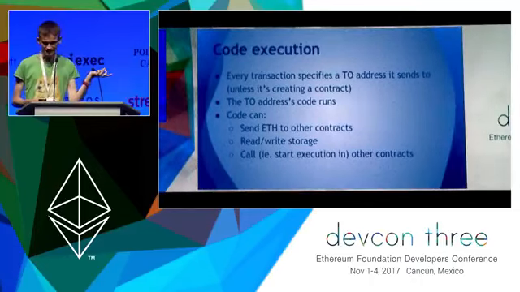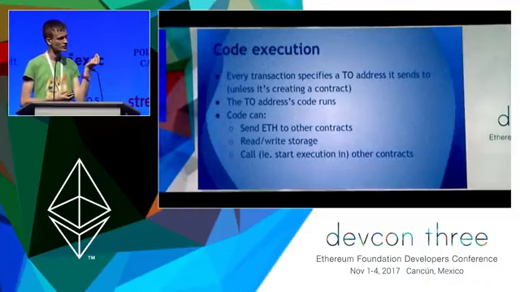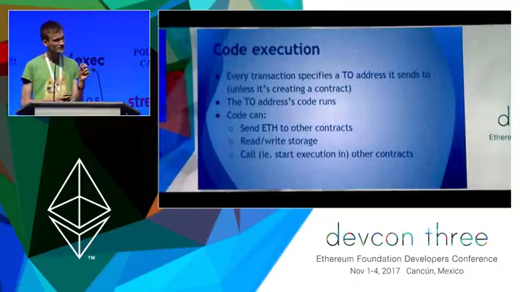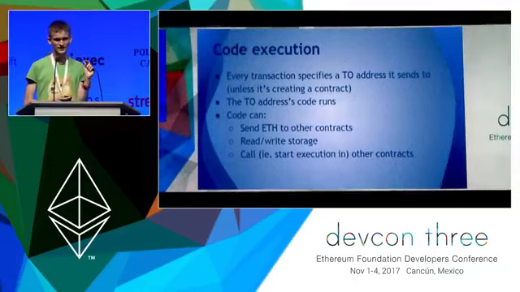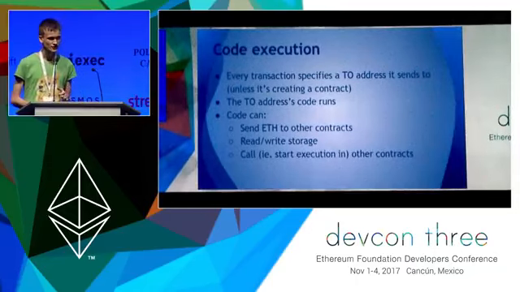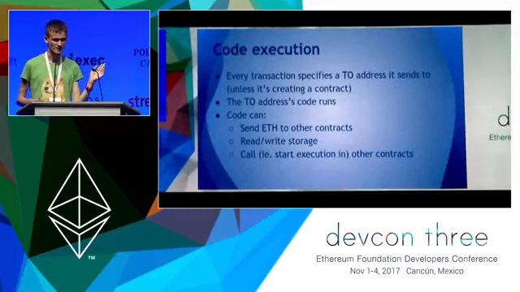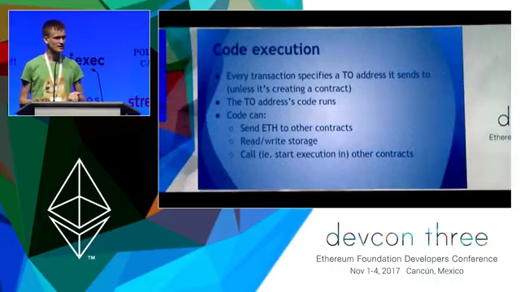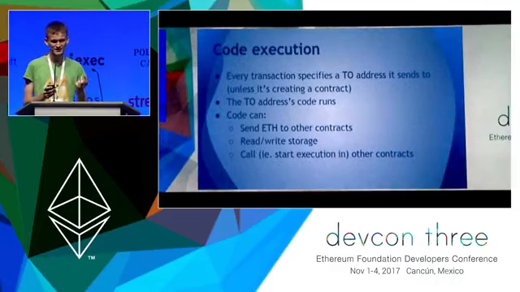Now, if the target of the transaction has code, so if the target of the transaction is a contract, then the code of the target address executes. And the code has the ability to do a bunch of things. So the code has the ability to send Ether to other contracts. It has the ability to read and write to a contract's own internal storage.